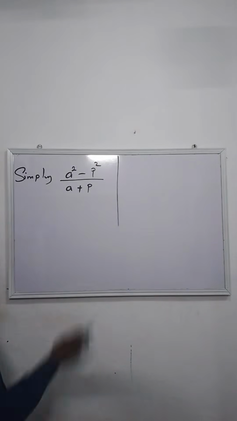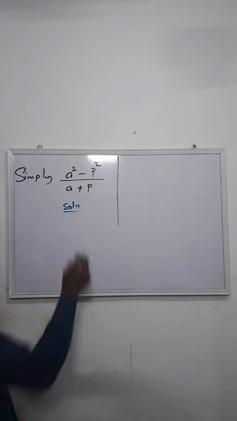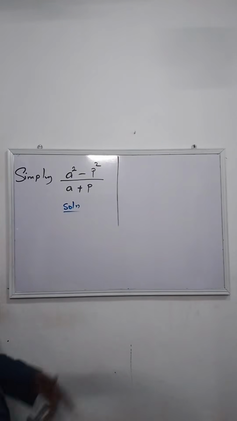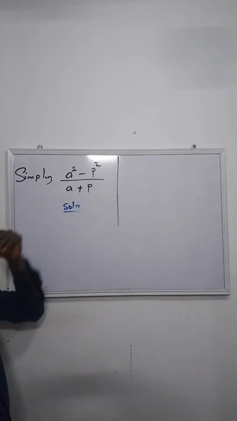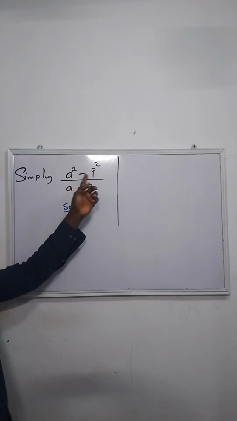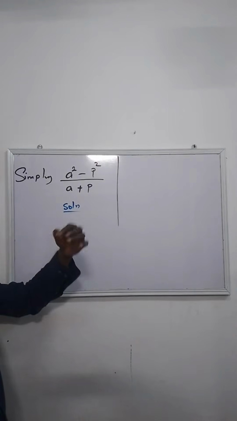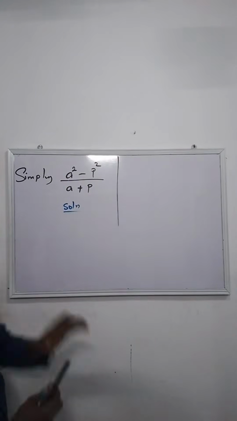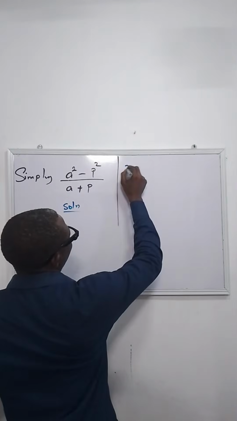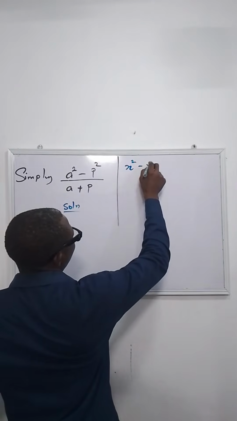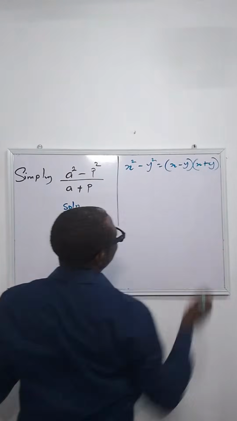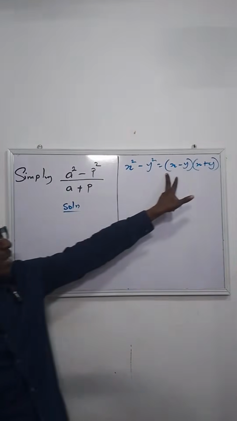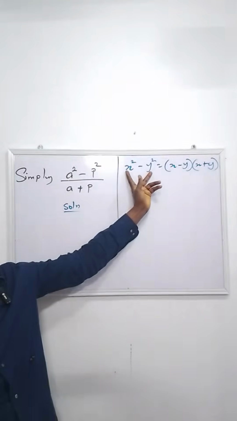Now when you look at this problem, I will pay more attention to the numerator because that is what I need to simplify. When you look at the numerator, we have subtraction of 2 squares. That sounds something to you. That is difference of 2 squares. Now, look at this identity. Whenever you have x squared minus y squared, the result is x minus y, x plus y. So if you expand this, you're going to have this.